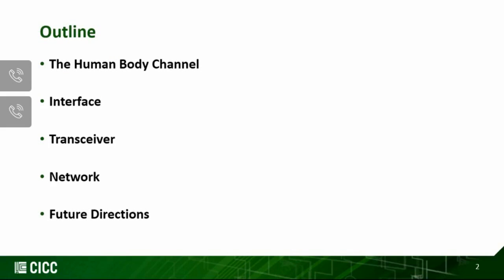This is the outline of the tutorial today. We'll first look into the body area network types, in particular the body coupled communication, and we're going to look mostly into capacitive coupling. And in that context, we'll first look into the human body channel as a communication medium. And then we'll move on to the interface between the electrode and the human body itself. After that, we'll look into the transceiver that utilizes the human body as a coupling medium.